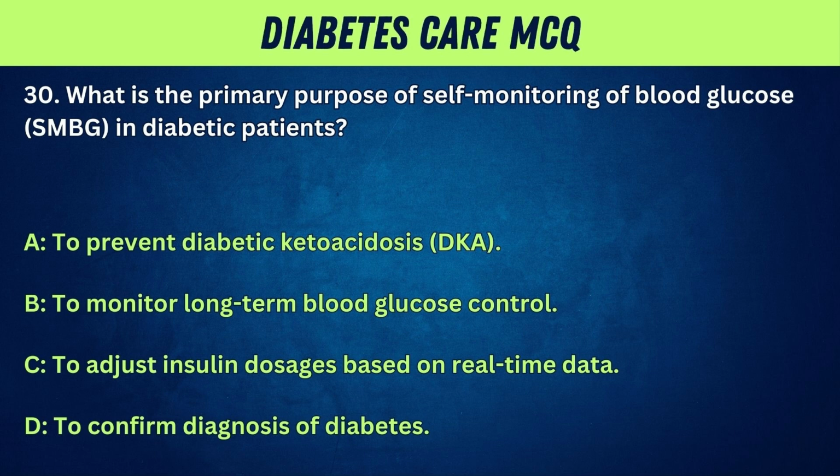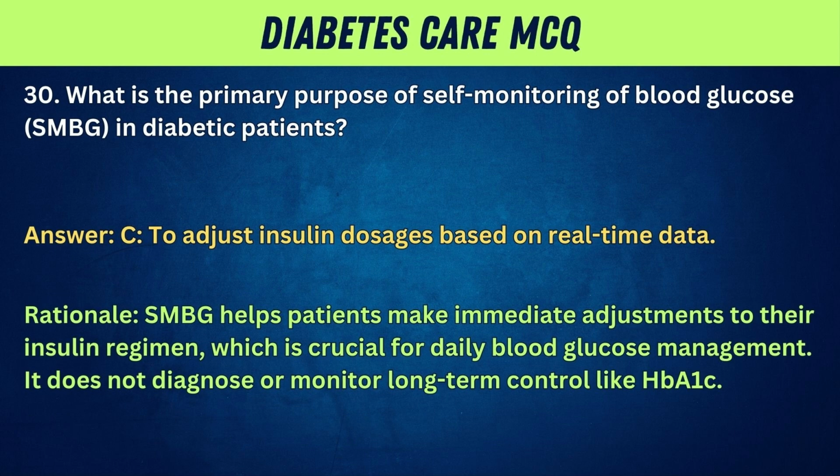30. What is the primary purpose of self-monitoring of blood glucose, SMBG, in diabetic patients? A. To prevent diabetic ketoacidosis, DKA. B. To monitor long-term blood glucose control. C. To adjust insulin dosages based on real-time data. D. To confirm diagnosis of diabetes. Answer: C. To adjust insulin dosages based on real-time data. Rationale: SMBG helps patients make immediate adjustments to their insulin regimen, which is crucial for daily blood glucose management. It does not diagnose or monitor long-term control like HbA1c.